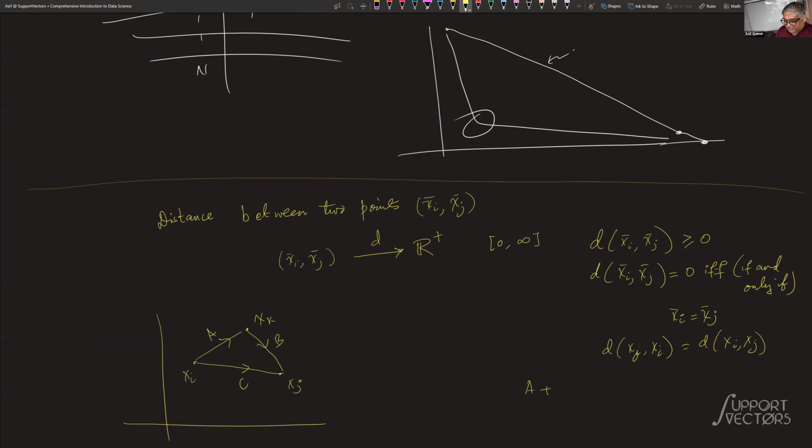A plus B will always be greater than or equal to C. Would you agree? In the asymptotic limit, this point could be here, literally, the K can be here, in which case it will become an equality. But in general, A plus B is a longer path than C.